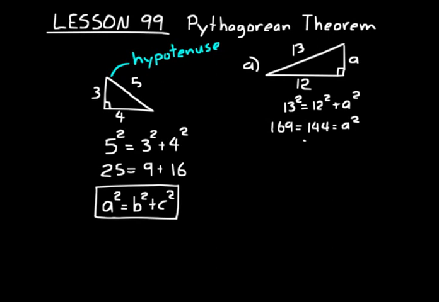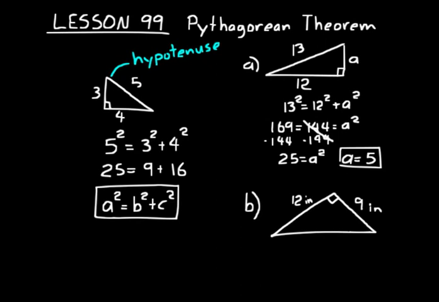Subtract 144 from both sides, or add a negative 144, however you want to think about that. That'll cross out there, and we're left with 25 is equal to a squared. Now, what times what equals 25? 5 times 5 equals 25, right? So a equals 5. That would be the length of side a. We haven't described any units for this particular triangle, so we don't have to worry about writing units down for our answer. We just say that that is 5 units long.